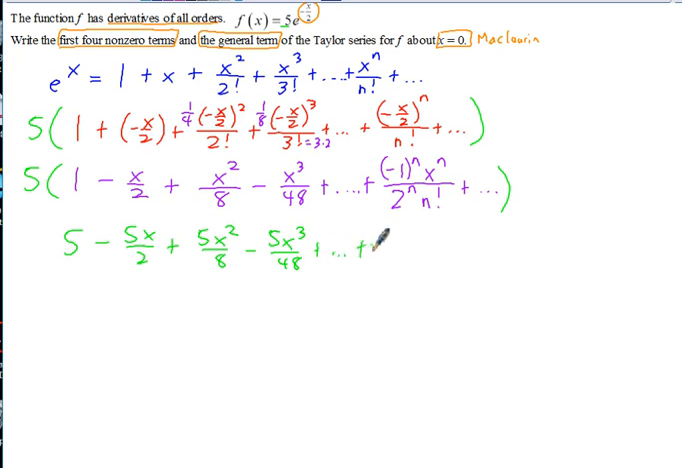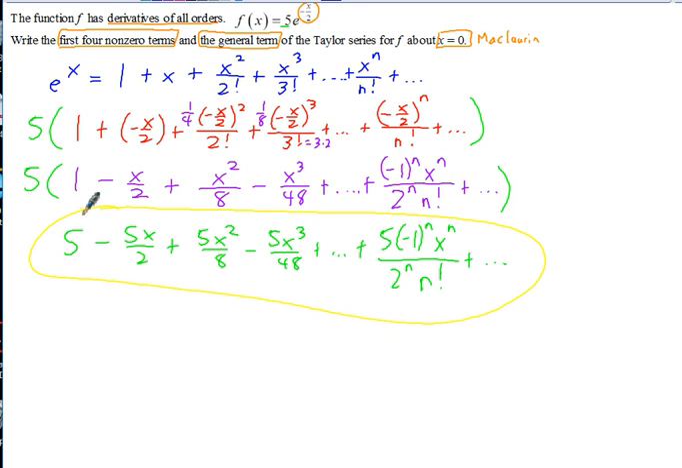Plus, well, we just multiplied these all by 5, so we'll do the same thing with our general term. So it's just going to be 5, -1 to the n, x to the n, over 2 to the n, and n factorial. Notice you can't distribute the 5 with a -1, -5 to the n, because then that would mean you'd be raising 5 to the nth power, so these wouldn't stay 5, it'd be 5, 25, 125, which doesn't happen. So it just has to stay separate like that. So there would be our first four non-zero terms and the general term for that Taylor series or Maclaurin series. All right, let's take a look at the next one.